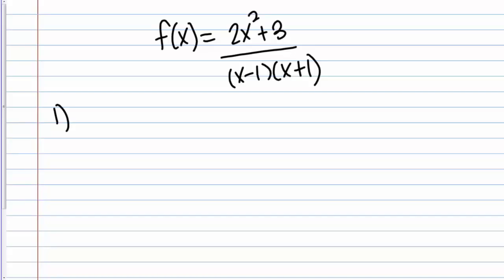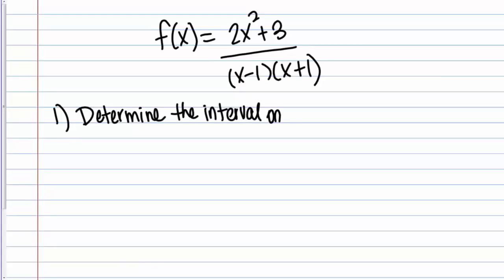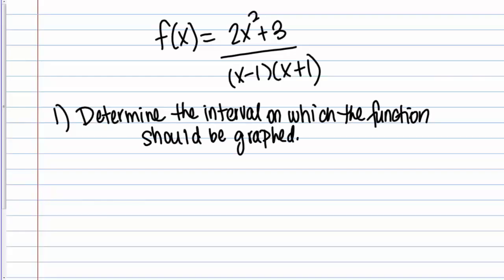Okay, well the first suggested step is to determine the interval on which the function should be graphed. This step doesn't really require much algebra, if any. Basically, you're just looking at your function, and sometimes you might be asked to graph only part of a function. For example, maybe you're given a polynomial like f of x equals x cubed plus 4x squared plus 7x minus 3, but you're only asked to graph it from 0 to infinity.